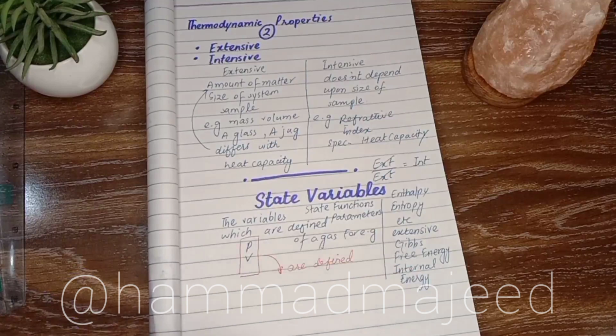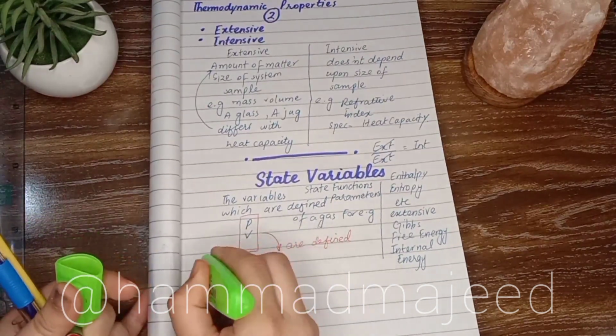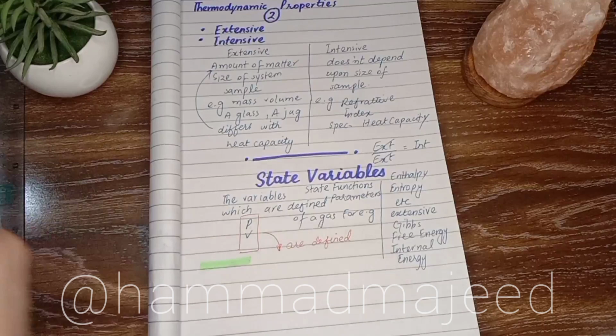We also know that a state function is a variable that depends only on the final and initial state of a system and not on the path connecting the two states, which means that internal energy and enthalpy are perfect examples of state functions.